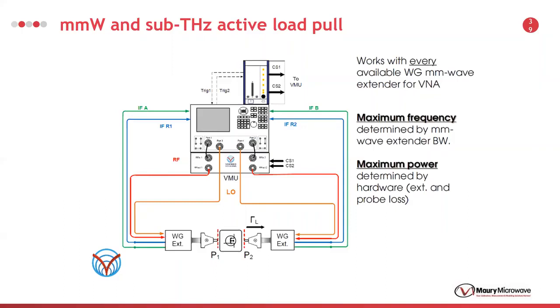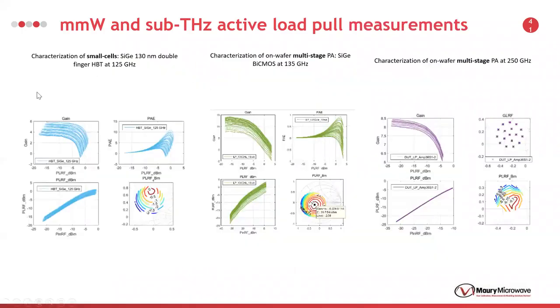Now, at this level, the power that is needed to do the active injection is quite low. So you don't need that much power. That's why power from the receiver, from the VNA, is sufficient to do load pull. And you can see here, for example, we can have different gain compressions at different impedances. We have the impedance here, and these are all active load pull measurements. This is done at 125 gigahertz, 135 gigahertz, and here this is a multi-stage PA at 250 gigahertz.